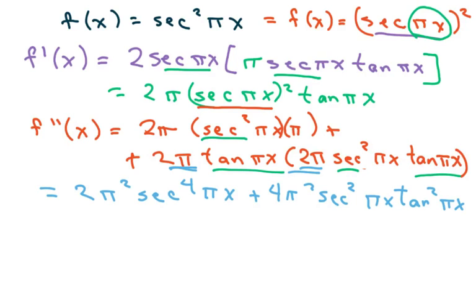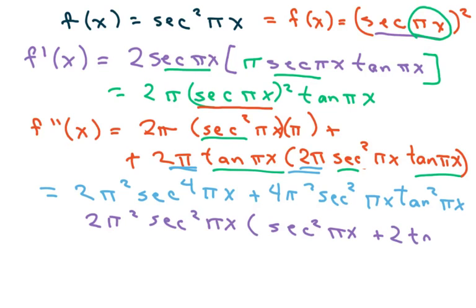And now what I'm going to do is factor out secant squared. So I'm going to factor out the 2 pi squared. And then if you do times secant squared pi x, what you're left with inside is secant squared pi x plus 2 times tan squared pi times x.